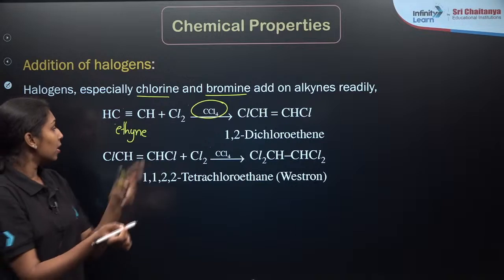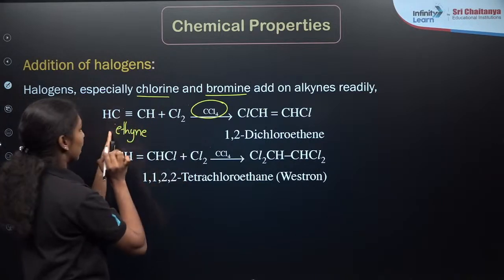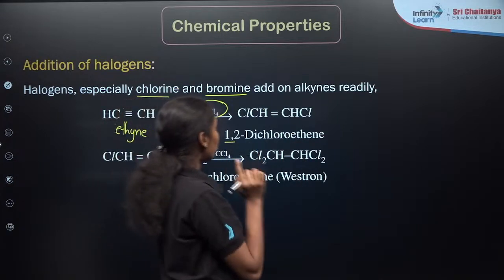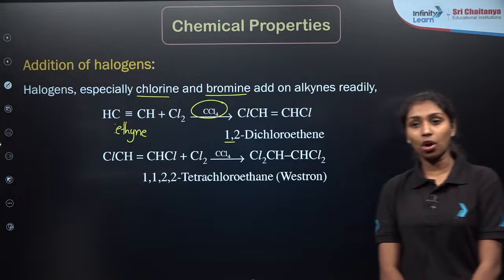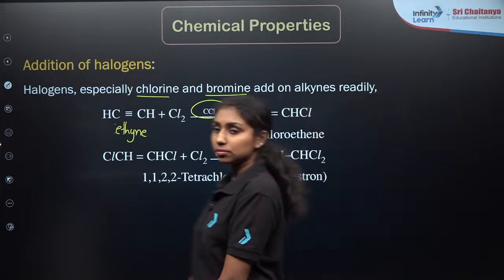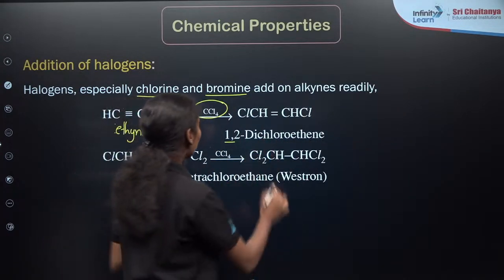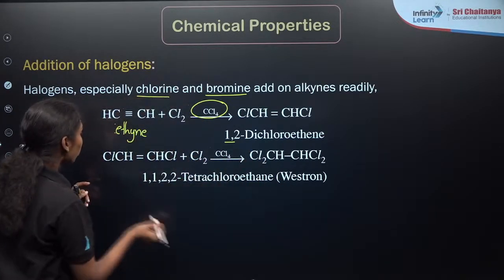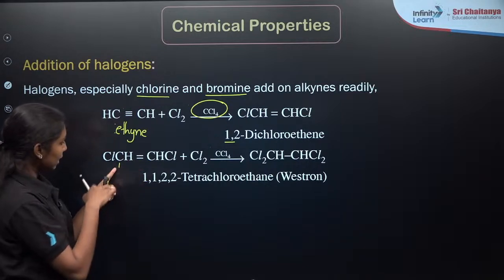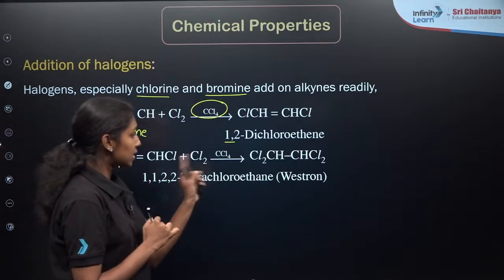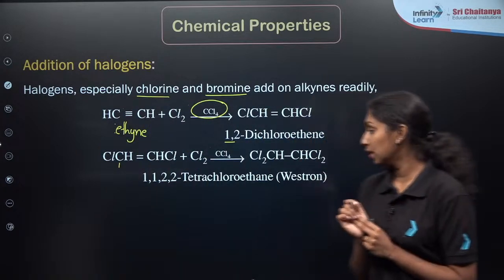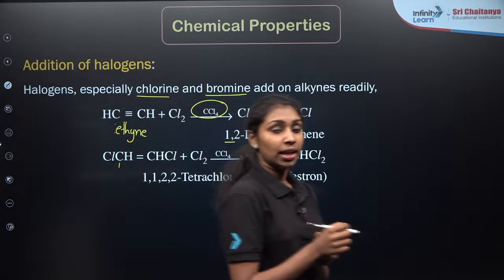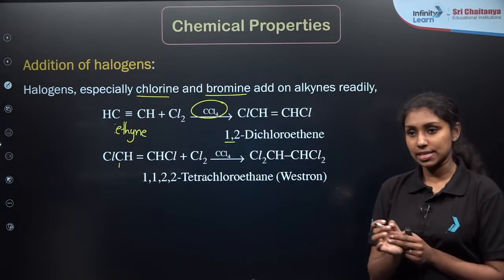What are you observing here? Two chlorine atoms are coming here like this. CHCl double bond CHCl. The name of this compound will be 1,2-dichloroethene. Right? Similarly, to this particular compound, I am again adding Cl2 in presence of CCl4. What am I observing here? Again, two more chlorine atoms are adding here. Right? So it will form Cl2CHCHCl2. This is known as 1,1,2,2-tetrachloroethane. This particular compound is commonly known as westron. Clear?